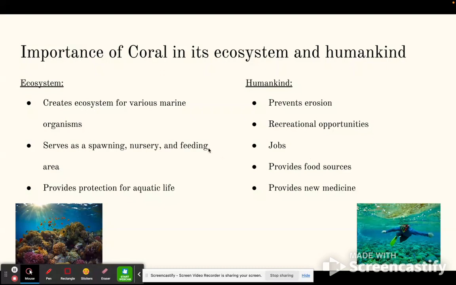An example would be snorkeling and snorkeling guides, or boating or tour guides. And then it provides food sources because it attracts more fish, and then provides new medicine.